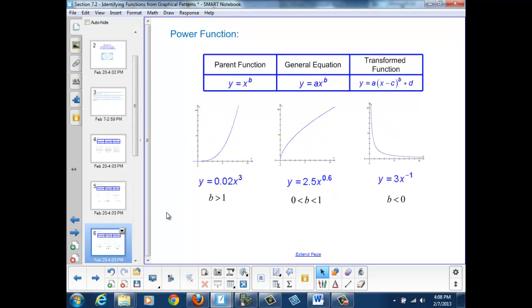A power function has three possibilities. If our power is greater than 1, it will be increasing, go through the origin, and be concave up. If our power is between 0 and 1, it will be increasing, go through the origin, and concave down. If our power is negative, we will have asymptotes along both the x and y axes. The graph will be decreasing and concave up.